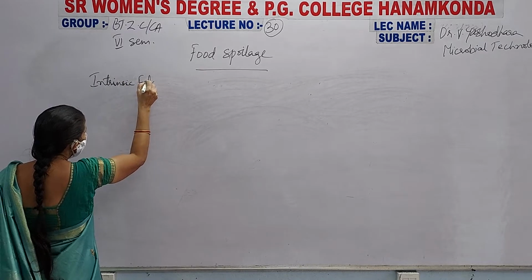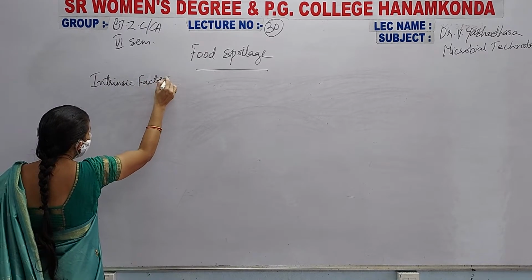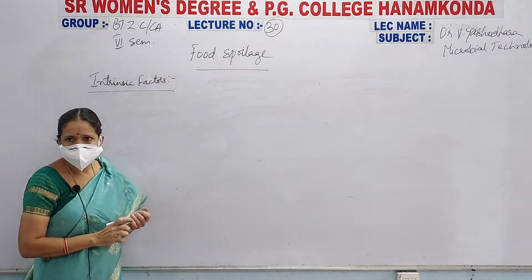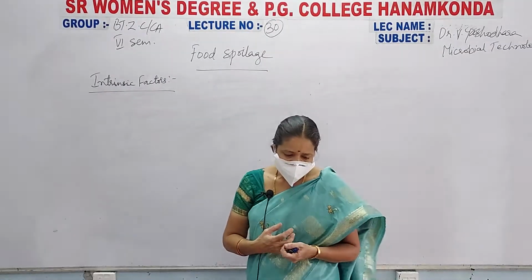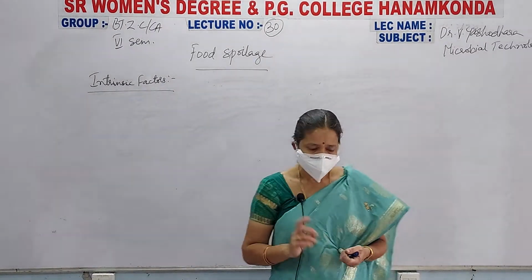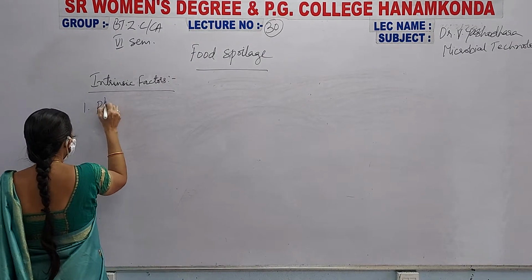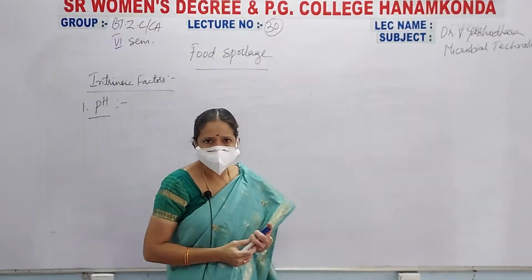See here. Coming to the intrinsic factors. Intrinsic factors, just now I told you, these are the factors that are present within the food material. Now coming to the first one, that is pH. The pH activity of the food.